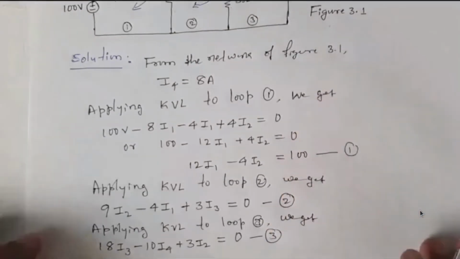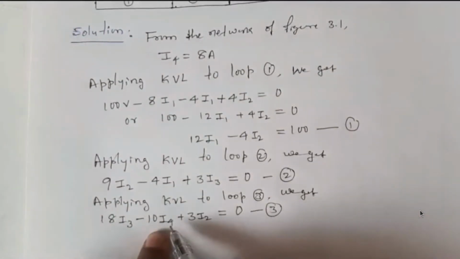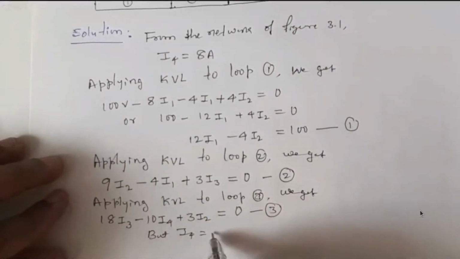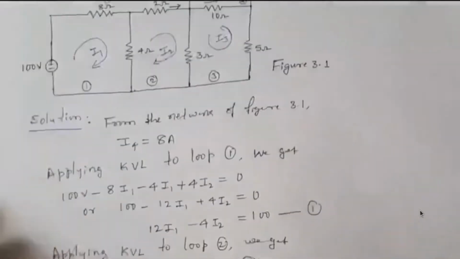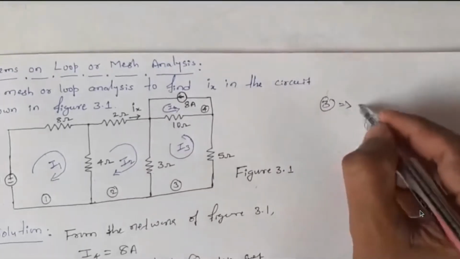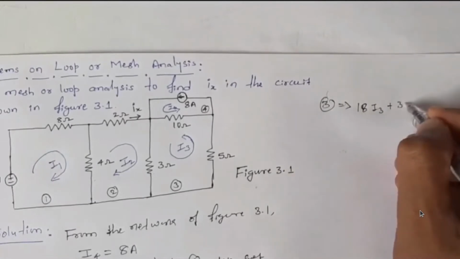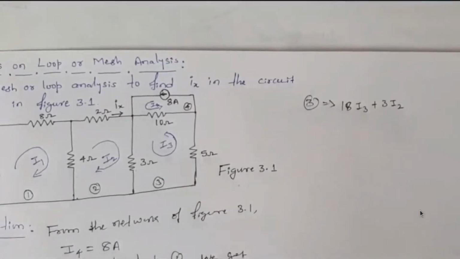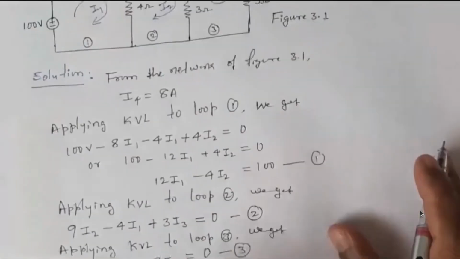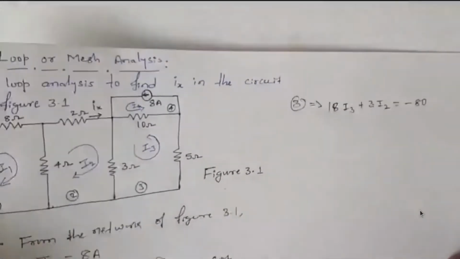Look at this here. If you see, you have I4, and you already know the value of I4. How much? I4 is 8 ampere. So that's what equation 3 implies. It is 18I3 plus 3I2. Because 10 into 8 is 80, if I take that to this side, it will be minus 80, equal to minus 80. Right? So this will be, for example, equation number 4.